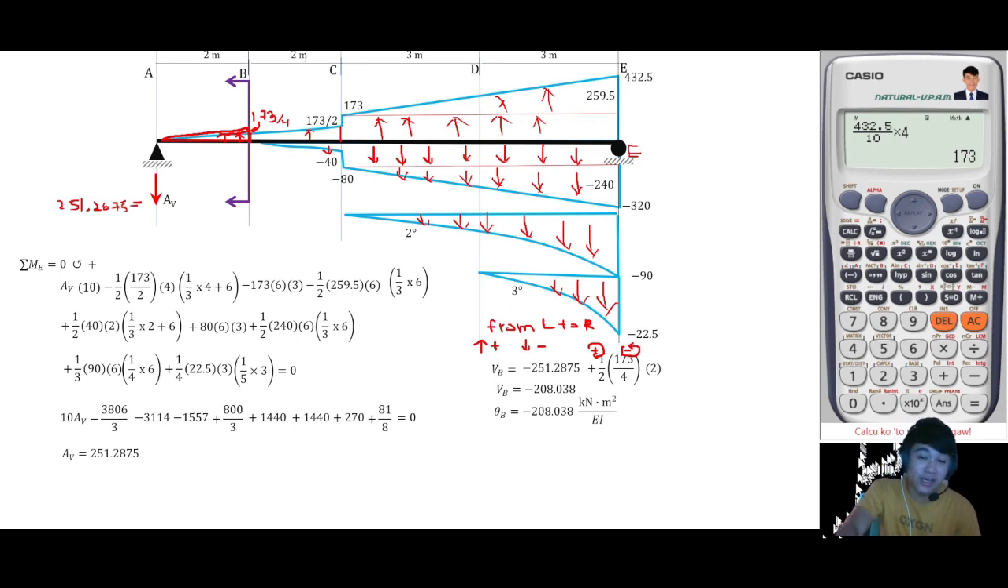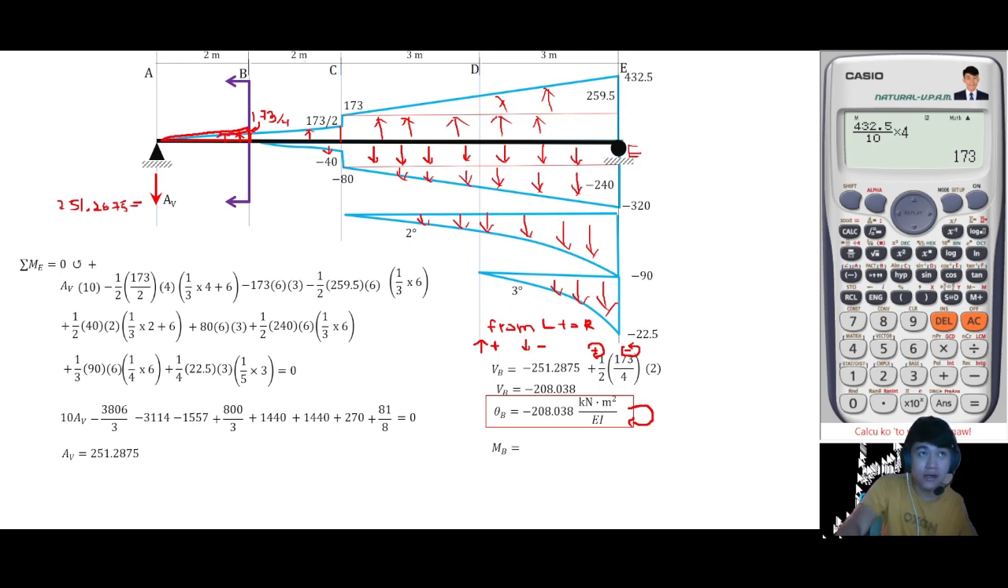Since we don't have the value of EI, so just let it like this. Again, that is a clockwise rotation. A negative shear is clockwise rotation, or that is a negative slope on your real beam. Next is moment at B. Moment at B is the deflection at B. Moment of the conjugate beam is the deflection of your real beam.